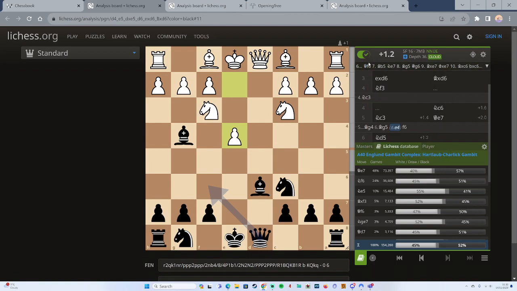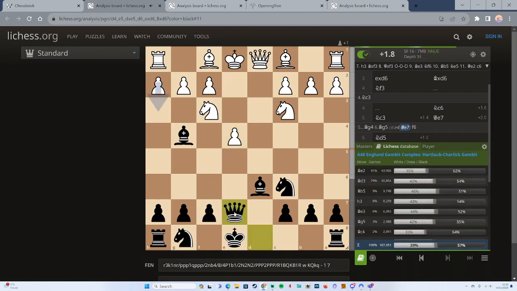e4. Now the engine is saying queen to f6. By far the majority is queen to e7 with a huge win rate here. Is queen to e7 bad? Interesting that the engine dislikes it so, but look at the win rates here. Let's just go down this line.